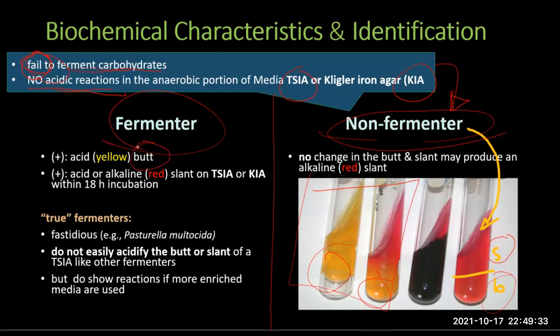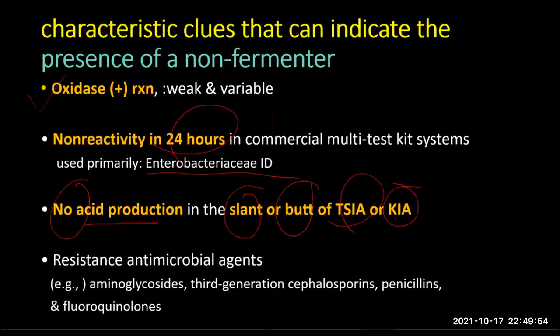So here we're talking about the butt and the slant on TSIA or KIA within 18 hours of incubation. The true fermenters are really fastidious, and they do not easily acidify the butt or slant of TSIA like other fermenters, but do show reactions if more enriched media are utilized. Some characteristic clues can indicate or signify the presence of a non-fermenter.